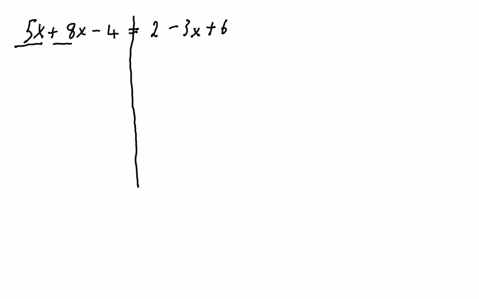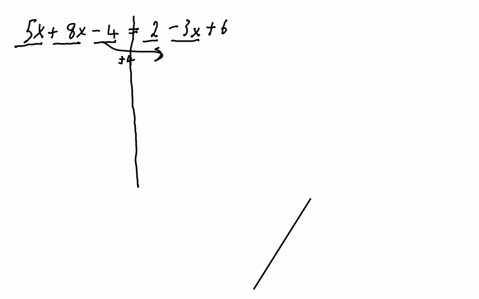The plus 8x will not move. Then the negative 4, that's a constant term, so it's going to move over to the right. Of course, when it moves, it will become a positive 4. Then on the right hand side, the 2 is a constant, so it will stay.